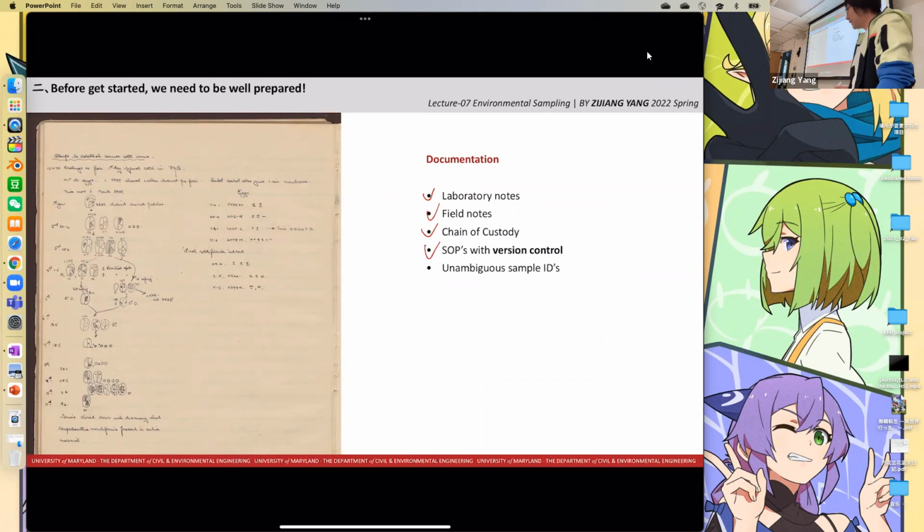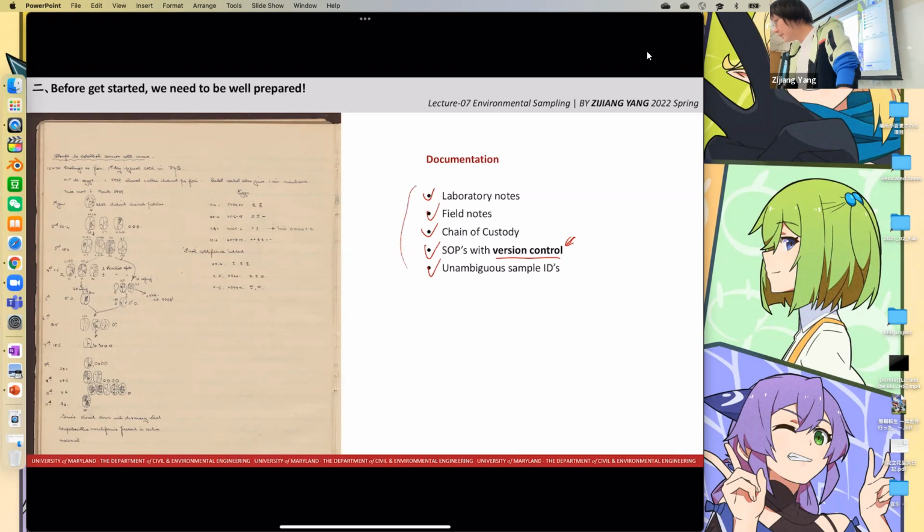And I would say version control is very important because as we are doing the experiments, we may find some methods may not be proper and we may make some adjustments. So we may have different versions of the SOP. And you can see for the lab protocol, on the last page we have the version control note. And another one is we need to have an unambiguous sample ID. We just make sure the sample ID is recognizable and kind of unique.